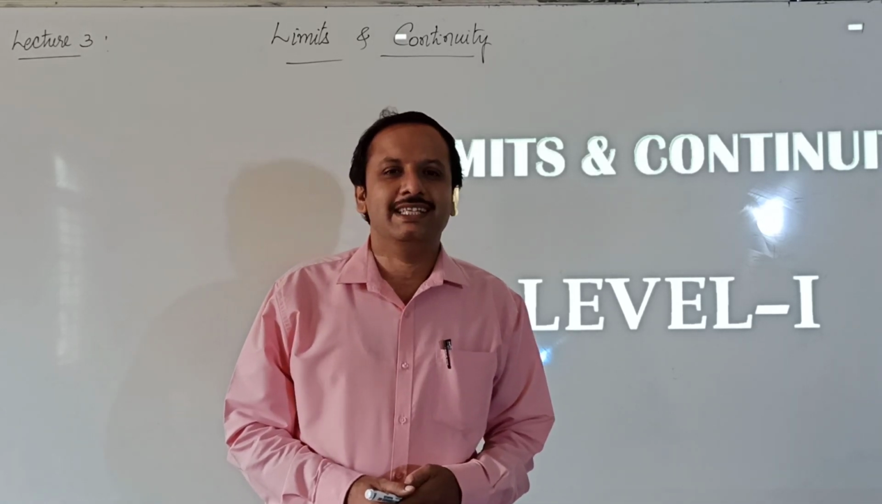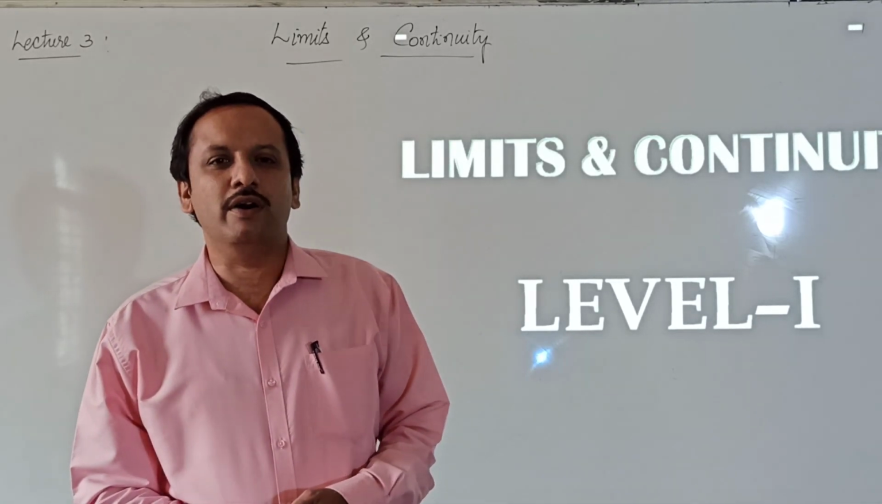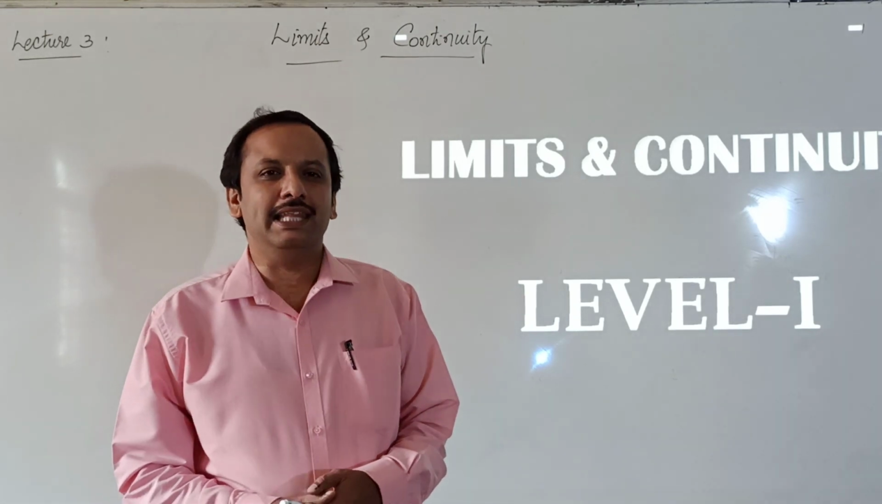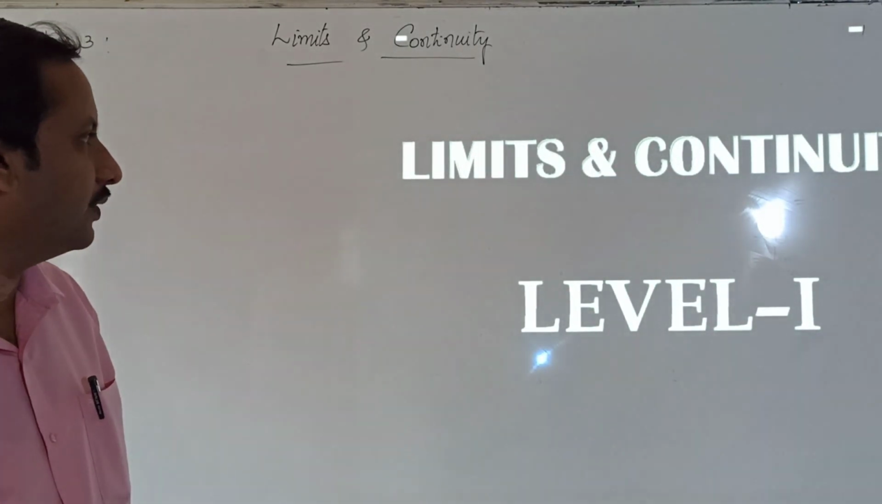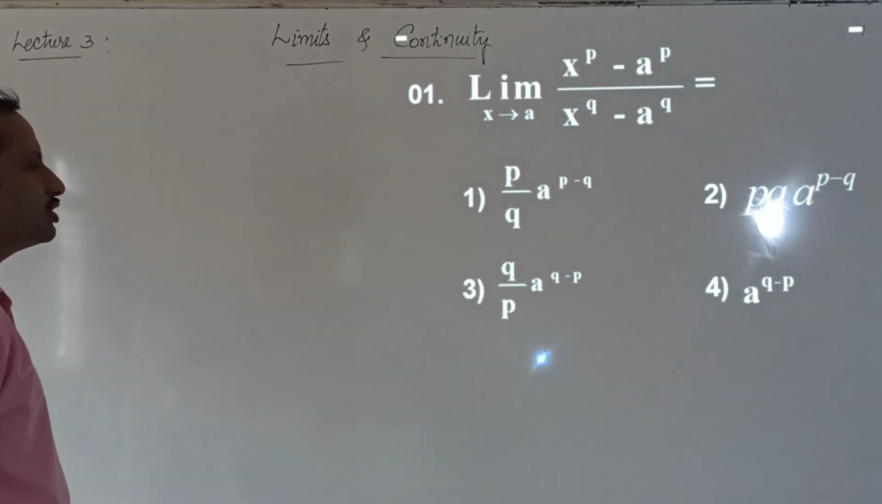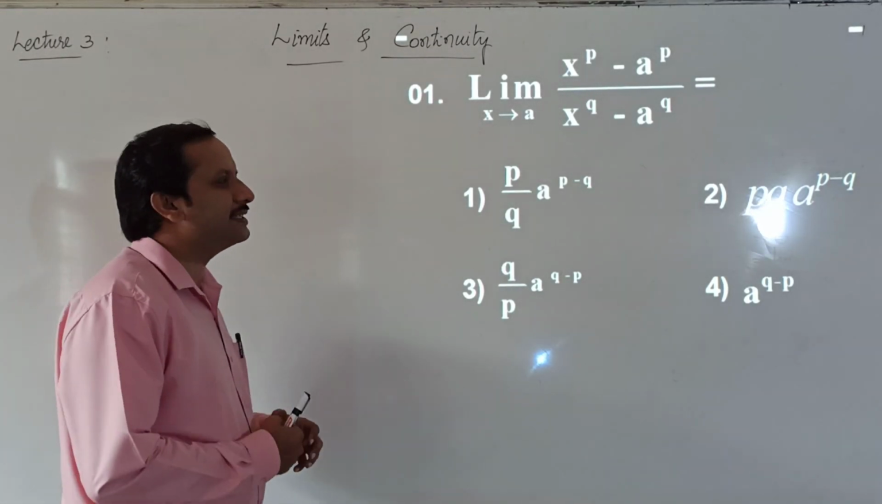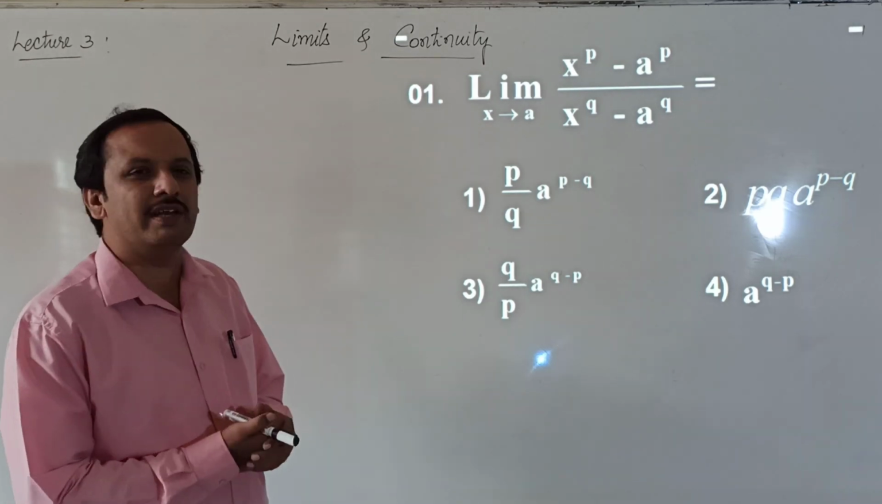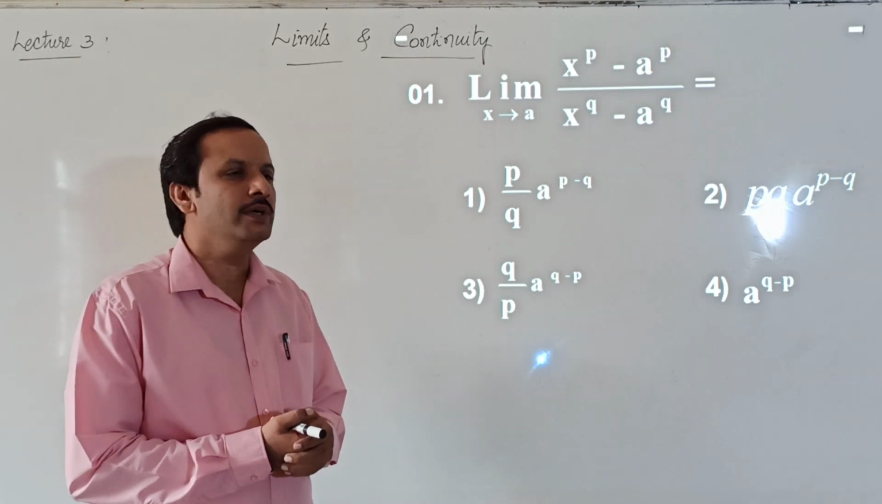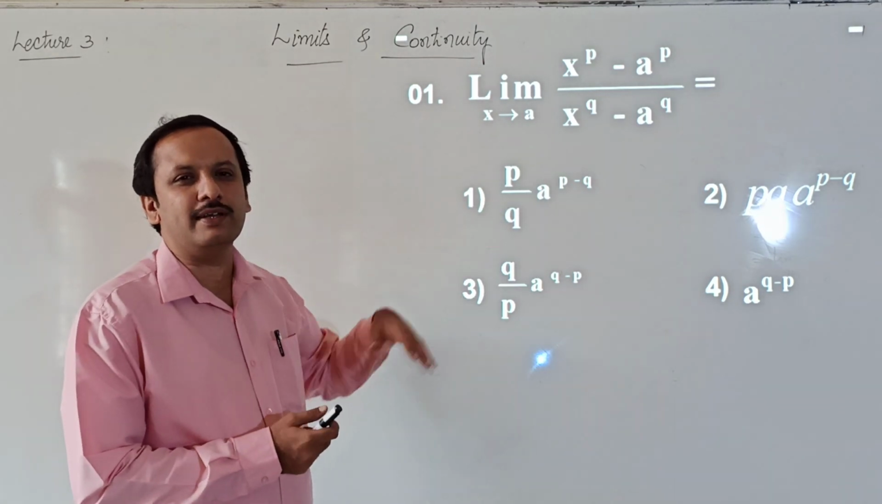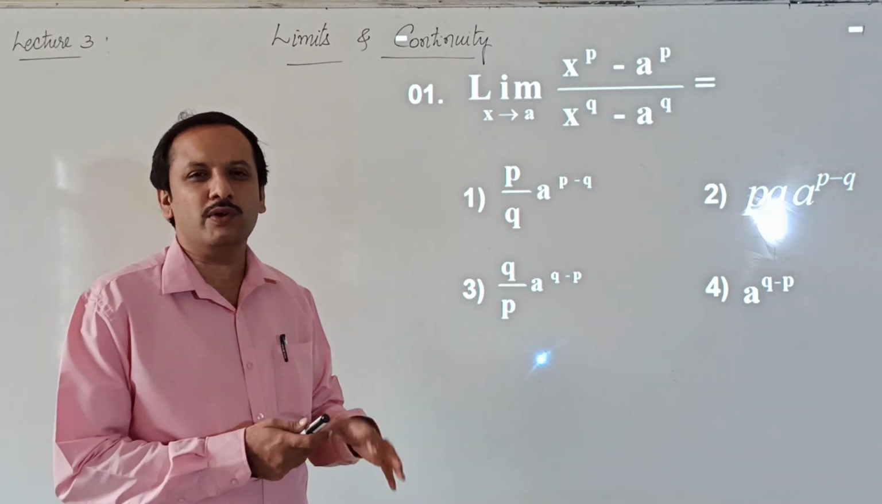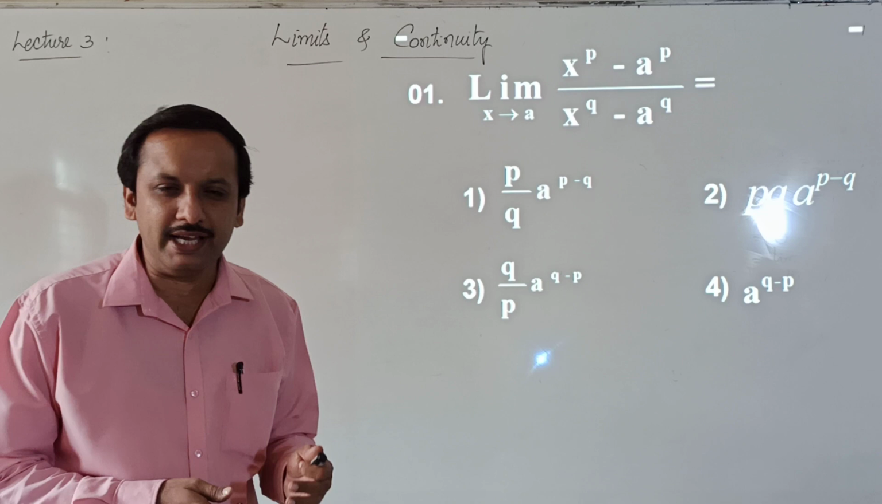Dear students, in this class we will solve problems on limits. Let's have a look at the first question. Limit x tends to a, (x^p - a^p) divided by (x^q - a^q). There is a direct formula, so the answer is p by q into a^(p-q). If you know that formula, directly you can write the answer.